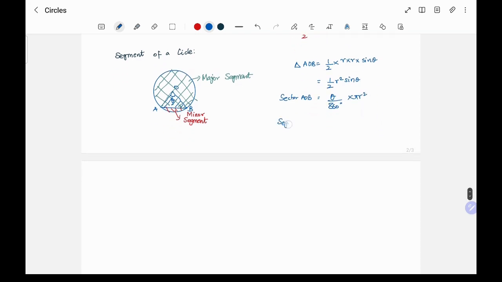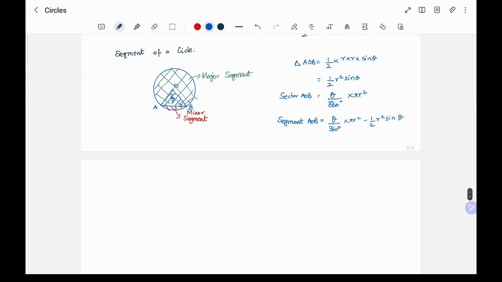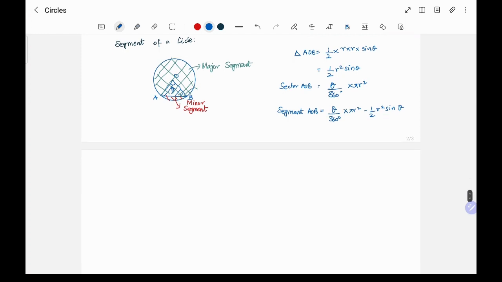So the segment area is the sector minus the triangle, right? Theta by 360 degrees into pi r square minus half r square sine theta. This you can simplify by taking r square common out, and you will get the formula. So this is called the segment.